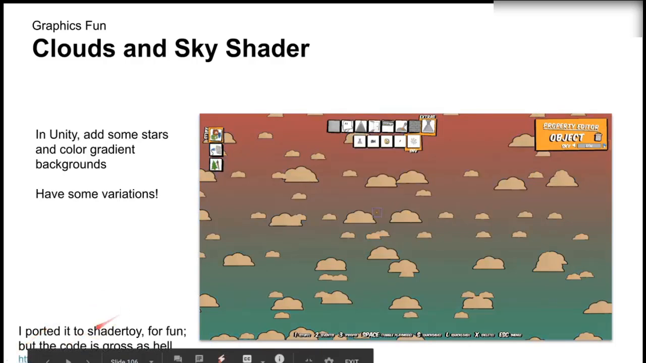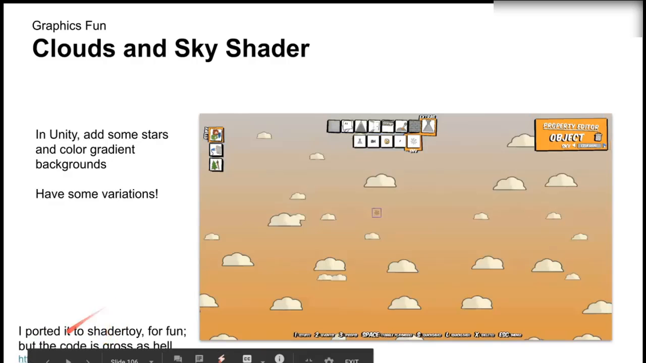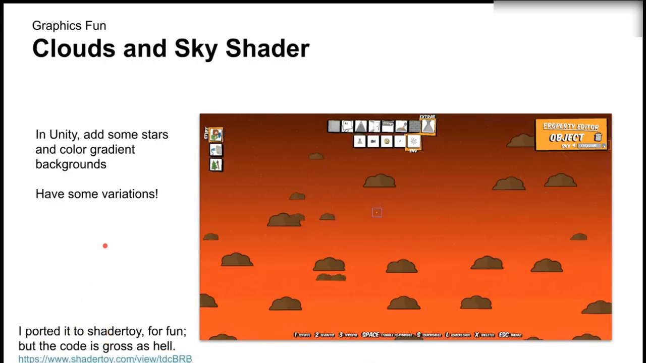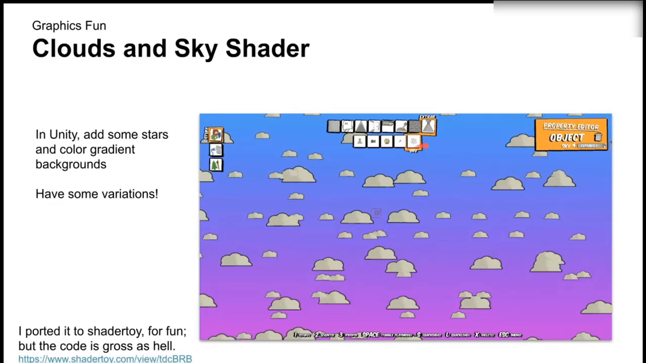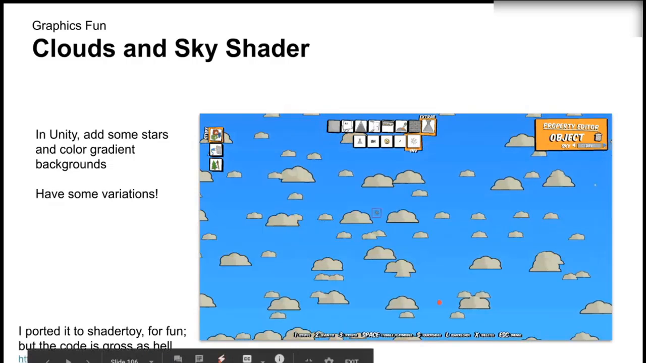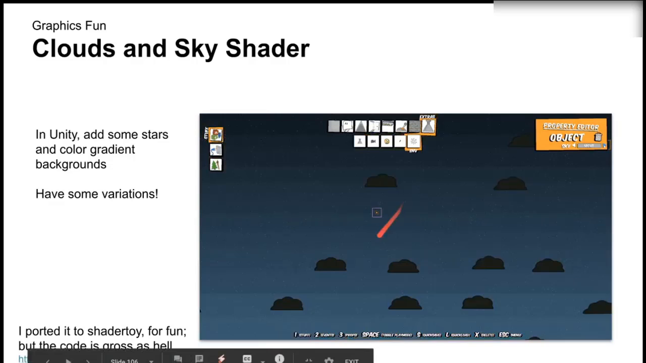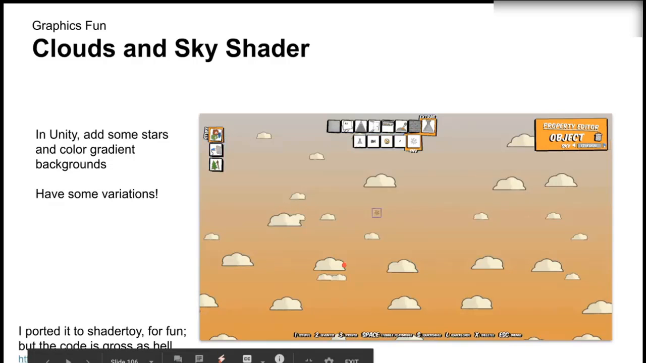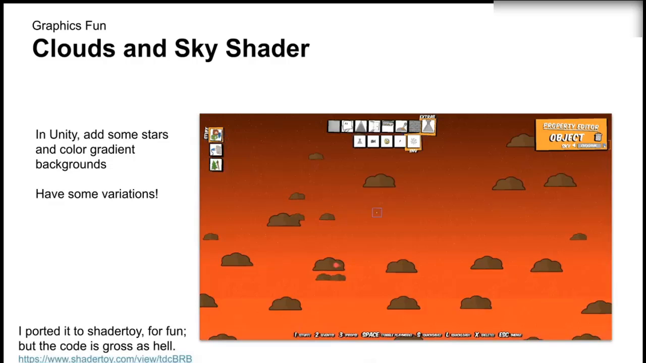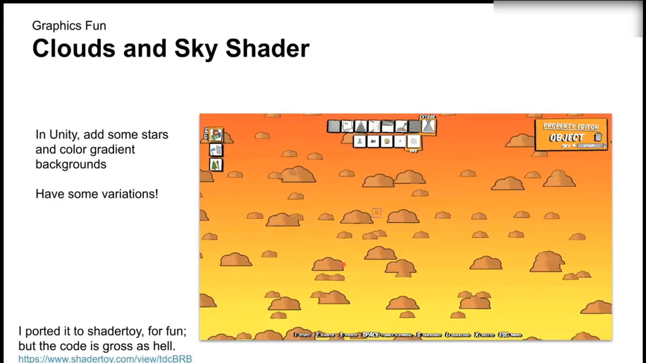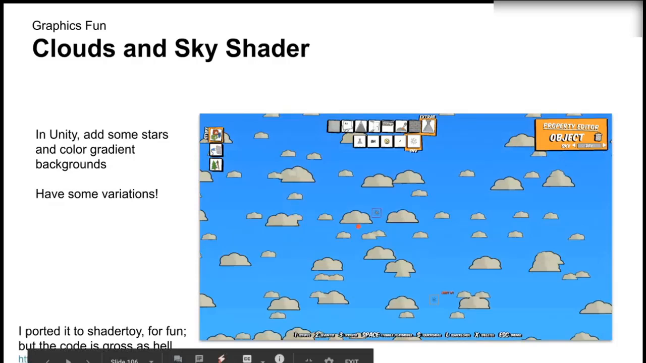So all of that, there's a little Shadertoy link here. It's really gross, but if you're curious, you could go look. And in Unity, I added a gradient background and some stars that show up behind the clouds, and a little bit of normal mapping on the clouds themselves, which I'm not going to go into now, but it's kind of hard to see. But in some of these lighting scenarios, you can see that the left side is a different color than the right side on the cloud.